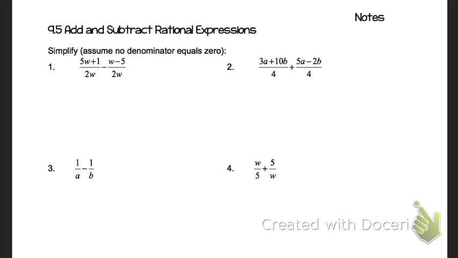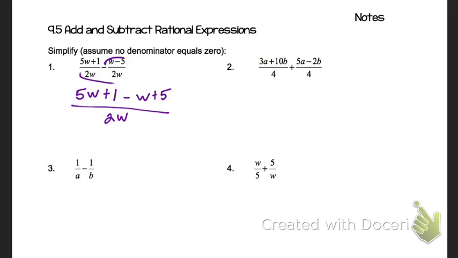So looking at number 1, both of these denominators are the same. So I can just combine the numerators. So when the denominators are the same, combine them. So 5w plus 1 minus w, and then would it be plus 5 or minus 5? Plus 5. Because that minus sign, I guess I kind of covered it up. That minus sign distributes to both. All over 2w. So from there you will simplify and then cancel anything that needs to be canceled.